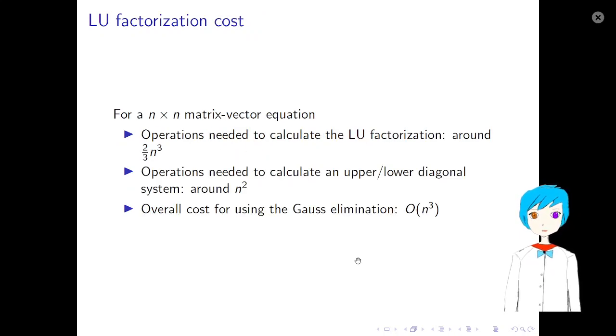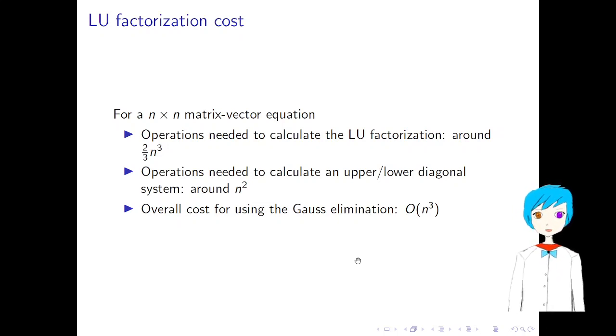Basically, for an n by n matrix vector equation, the operations needed to calculate the LU factorization will be around 2/3 n cubed. The operations needed to solve an upper or lower triangular system will be around n squared. So we can see that the operations needed to calculate the LU factorization will dominate, and the overall cost of using Gauss elimination or LU factorization to solve a matrix vector equation will be big O of n cubed.